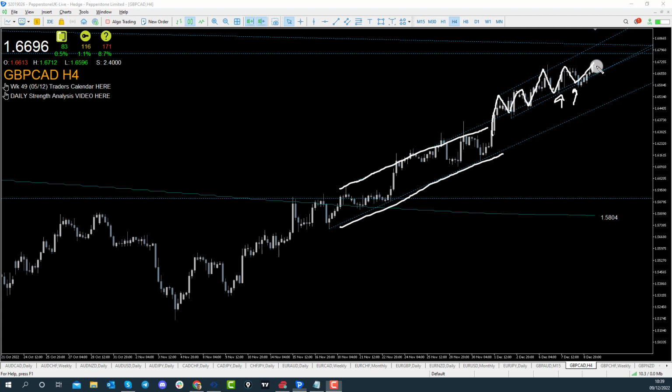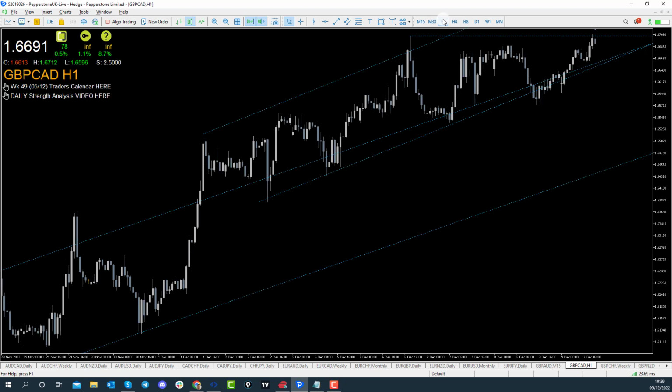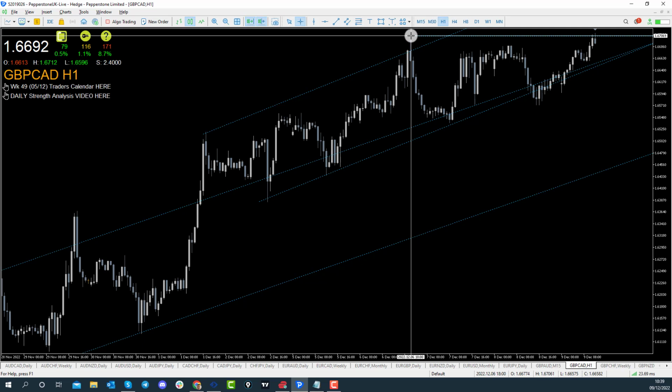So really speaking, I'm looking to see if price will just trade back to the upside in the short term here. Now if we go down to the hourly, you can see that price has found a top. Okay, we've come into previous highs. So this was the high back on the 6th of December.